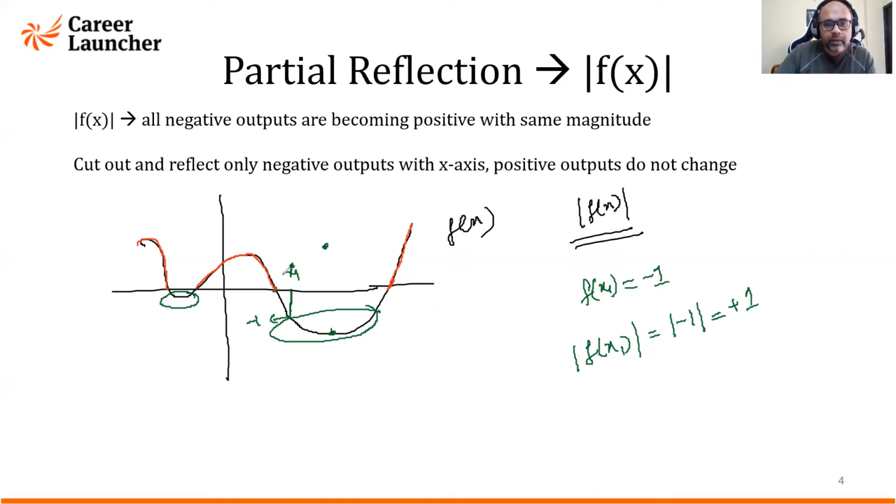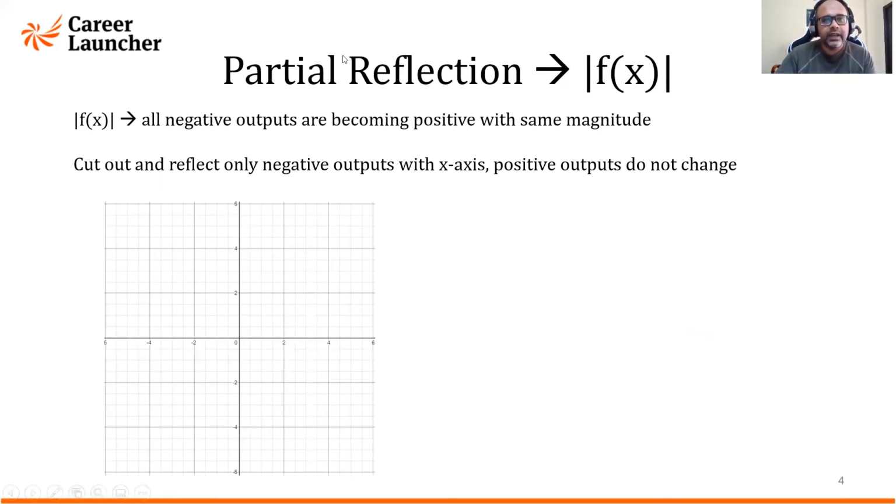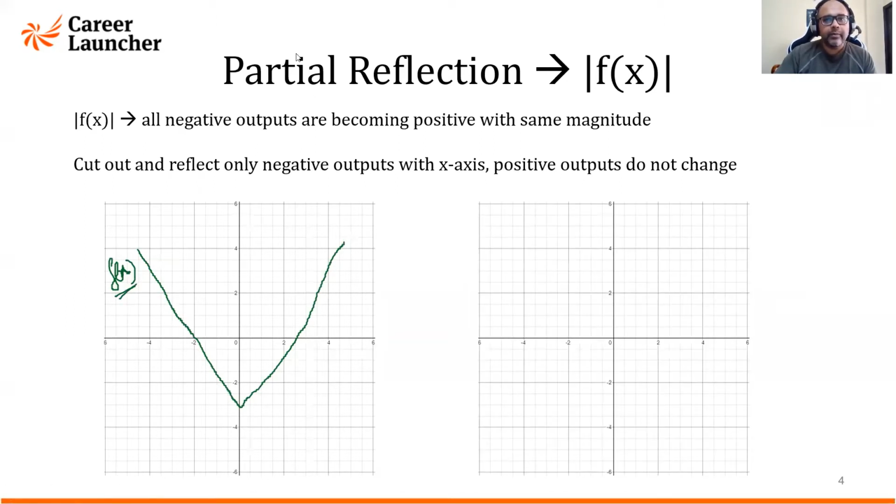So in effect, what you're talking about is drawing a reflection of only the negative part. Please remember, you are reflecting only the lower half into the upper half. From the bottom, you are just taking the reflection onto the top along your x-axis. The graph which is already on the top, you're not touching. So if I draw it graphically, if I take a simple graph like this, this is my f of x. It's some graph. Now I want to look at how my mod f of x will look.